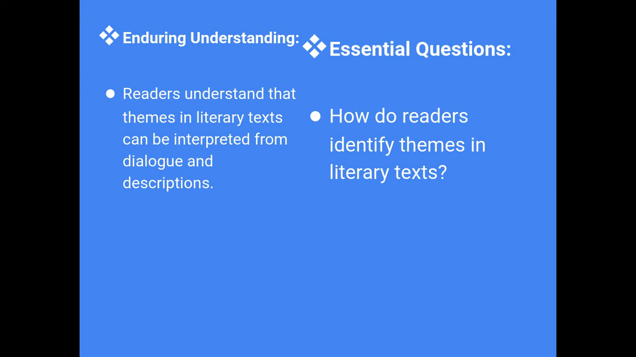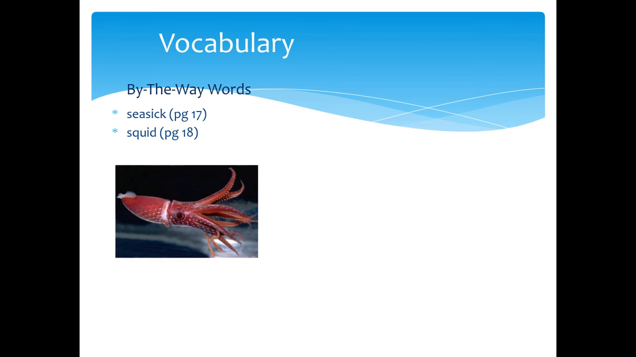So here are some things that we might want to remember. How do readers identify themes in literary text? Again, theme is a lesson, and we're going to really start to bring that around in the next couple of days. So really pay attention to that word theme. And then we want to make sure that we remember that readers understand that themes in literary text can be interpreted from dialogue and description.